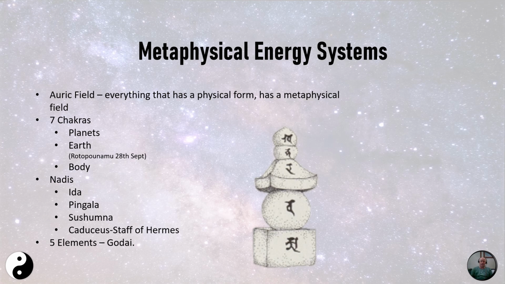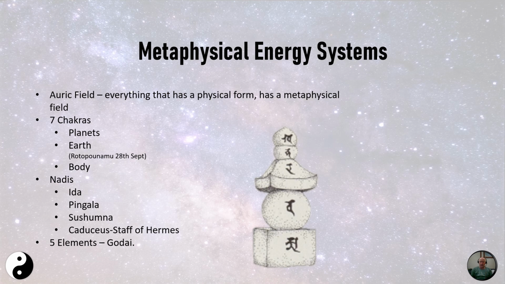Now, the other way that metaphysical energy systems are represented, especially in places like Japan, is a Godai, or a Godanto actually. Now, Godanto means the 5 elemental forms. So at the base, you have the square, which is representing the earth element. You have the circle, which is the water element. The triangle or the pyramid, that's the fire element.